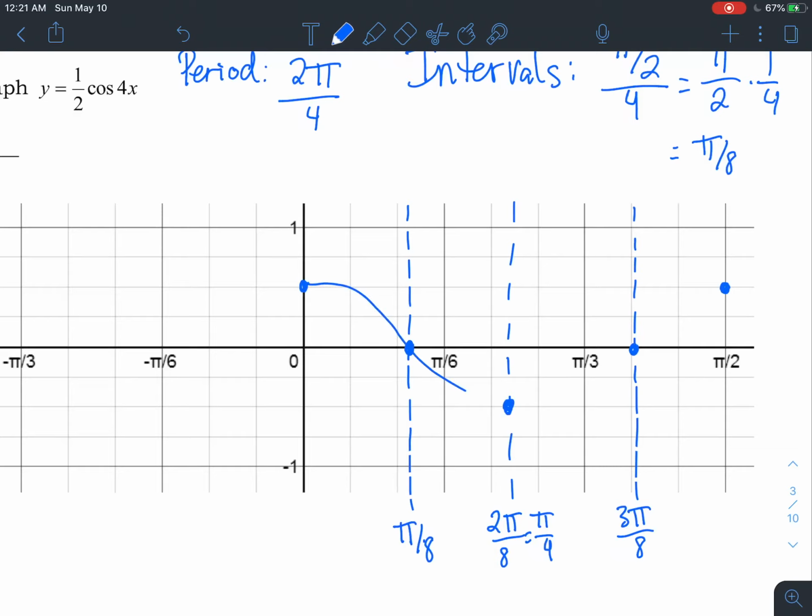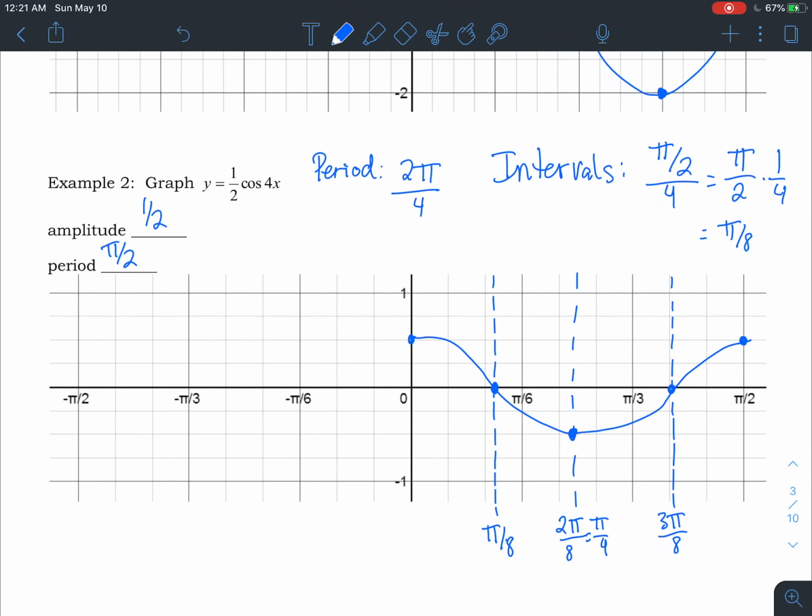So for all of you guys who miss my sound effects, for all you who are annoyed by it, deal with it. Ha! That would be my graph.